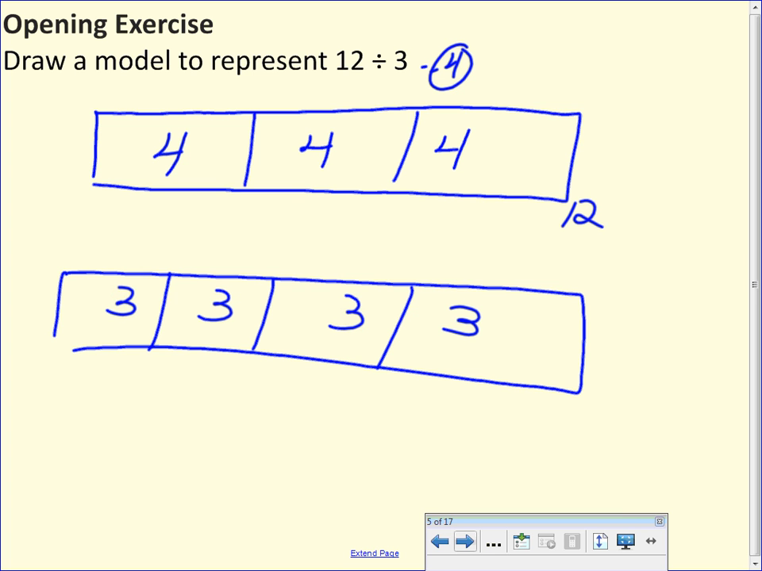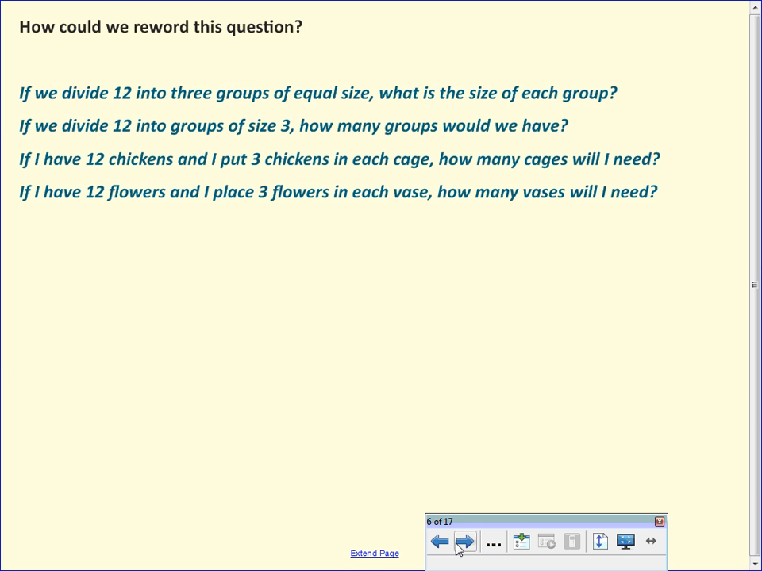Either way, we have even groups, 3 even groups, or groups of 3. We were actually told that it could be done either way. Those both represent the same amount. For the first one, instead of writing 4 in the boxes, could you do 4, 8, 12? Yeah. So let's keep that in mind.